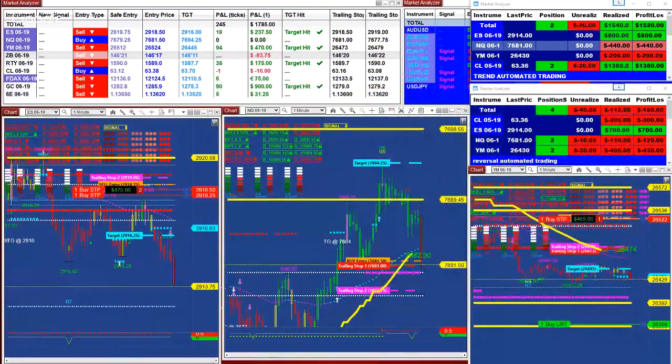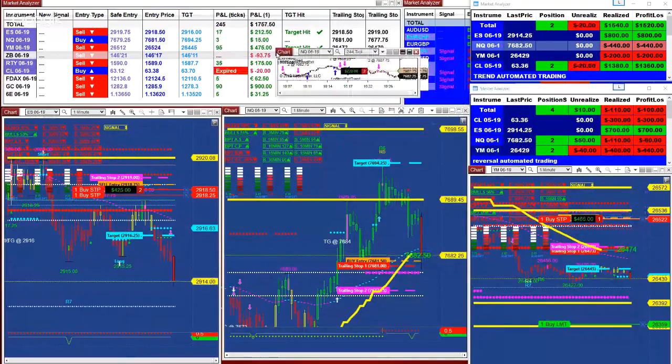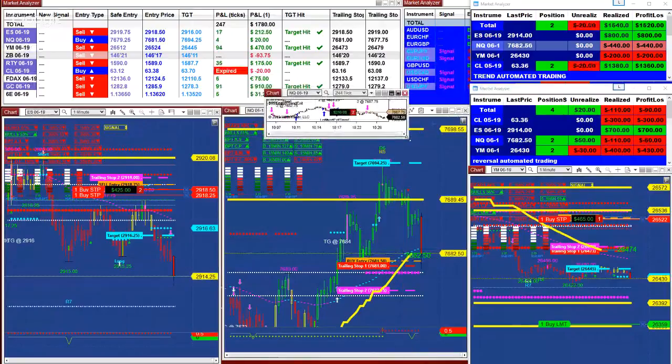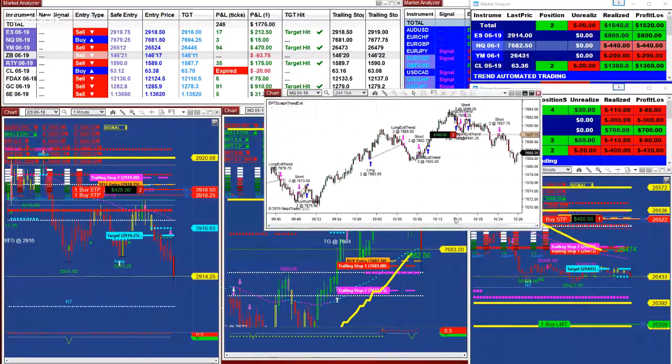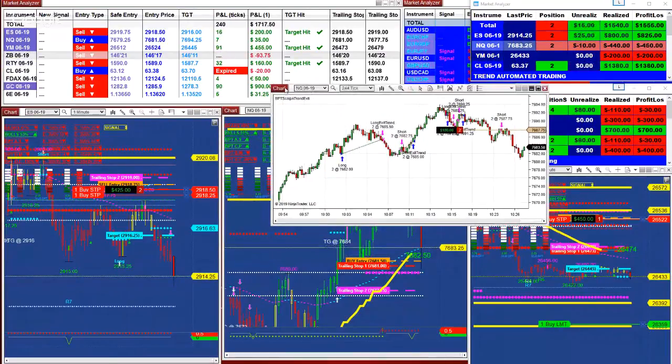And the Nasdaq on the swing trading has already taken the short trade on the 87.75. This is the swing trading.